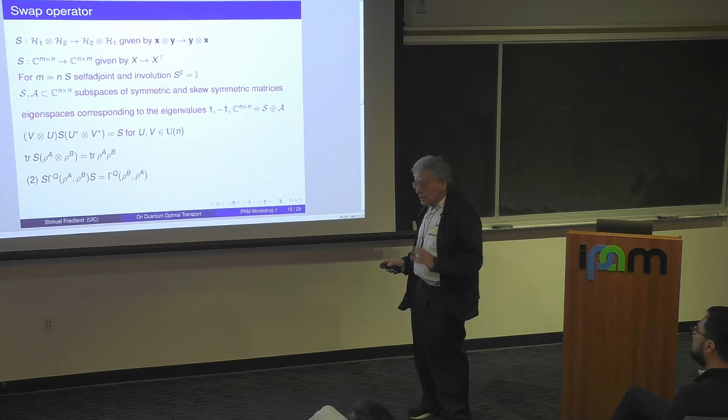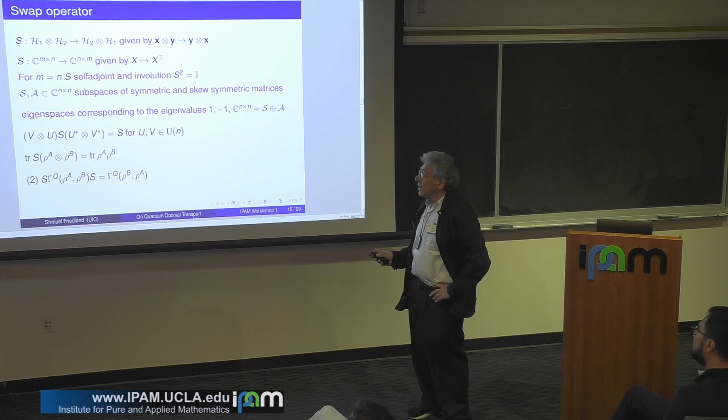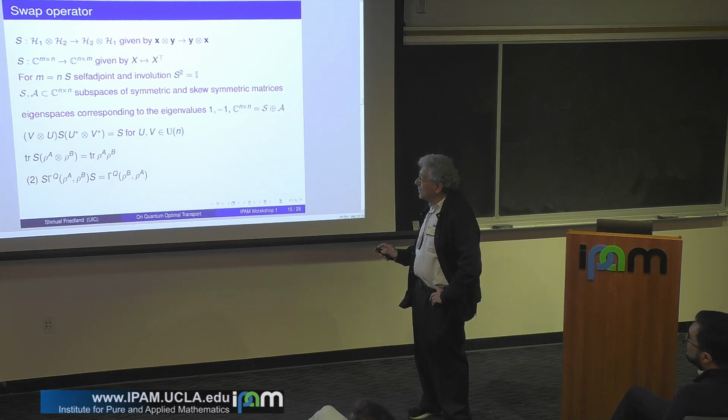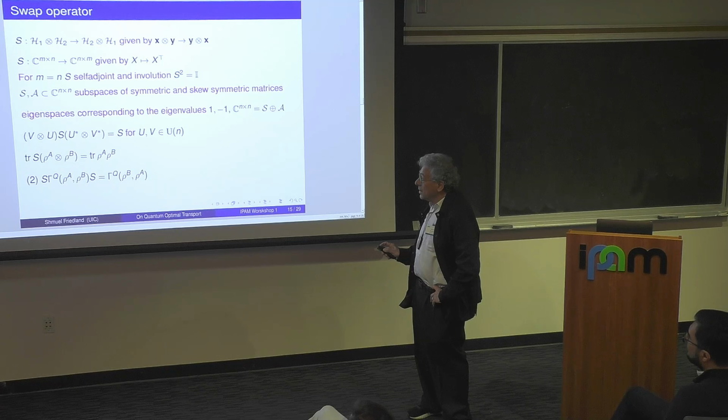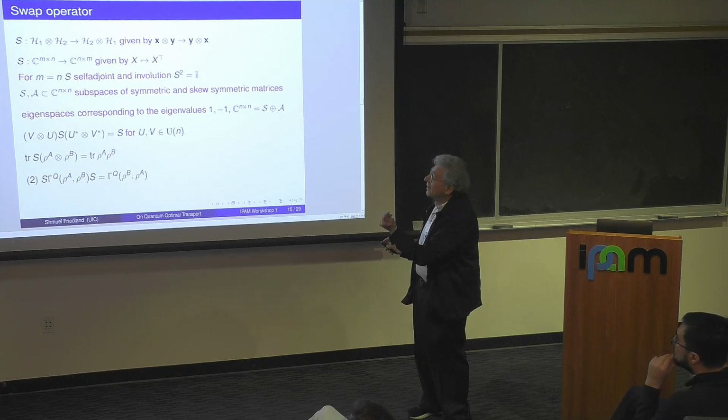Next, the next thing is what is a swap operator? Again, we are just looking at bipartite states. Alice is in a Hilbert space number 1, let's say Cm, and Bob in the second Hilbert space Cn. Swapping is just what it says: you swap between Alice and Bob.